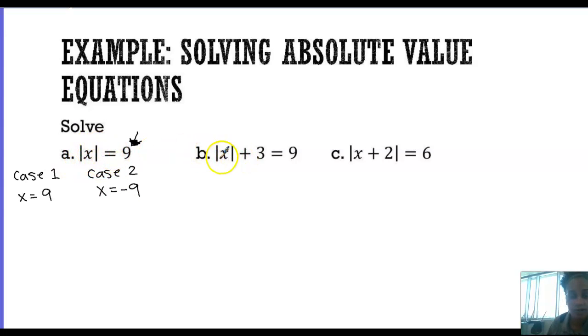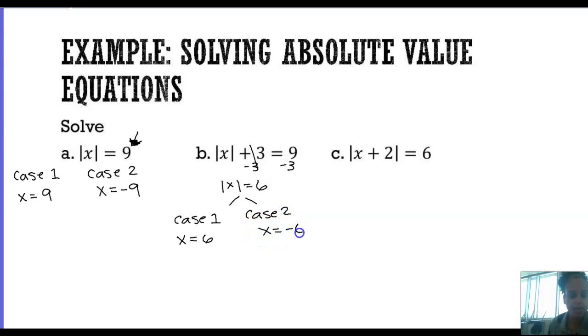On this second problem, problem B, absolute value is being added by 3. So we need to isolate the absolute value first. The inverse of adding 3 is to subtract 3. So I have the absolute value of x equals, that's canceled, so 9 minus 3 is 6. Case 1 and case 2. For case 1, the positive case, we're going to say x is equal to 6. For case 2, we're going to say x is equal to -6.